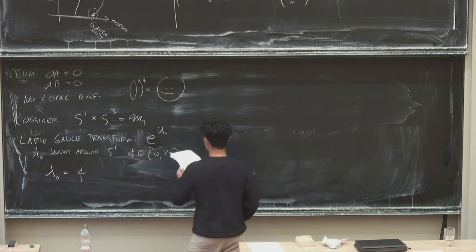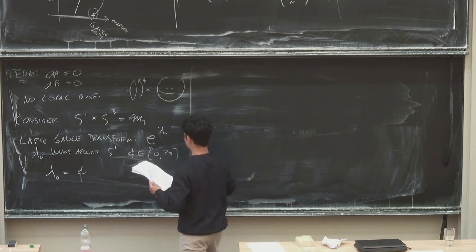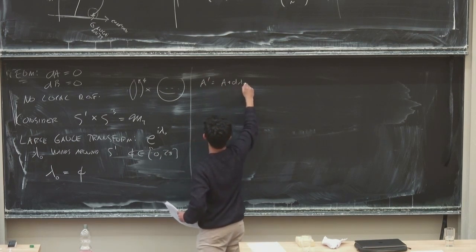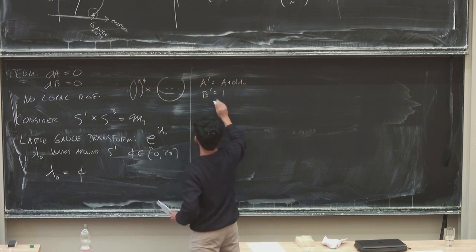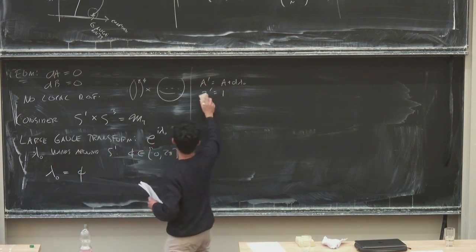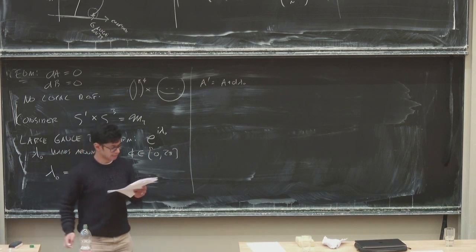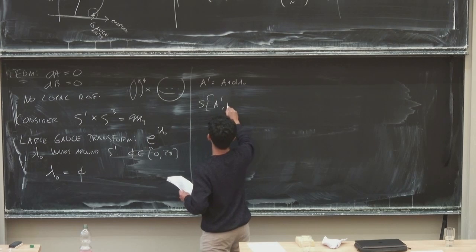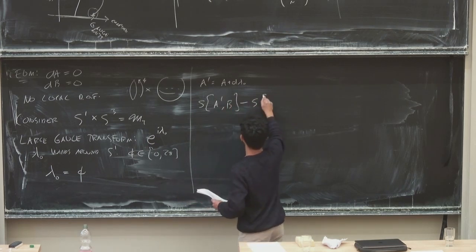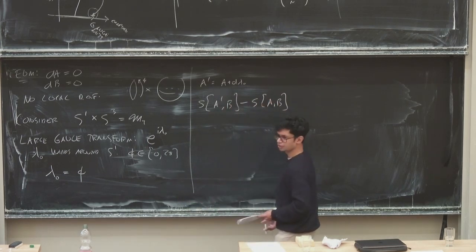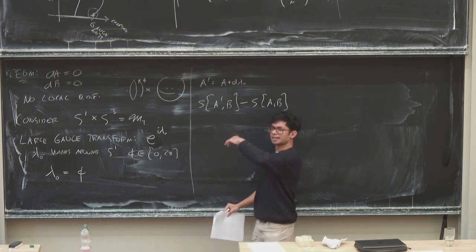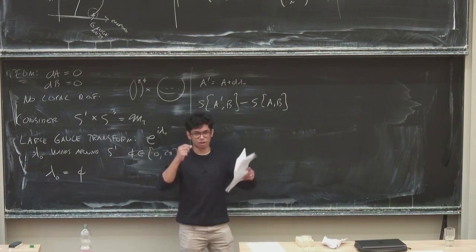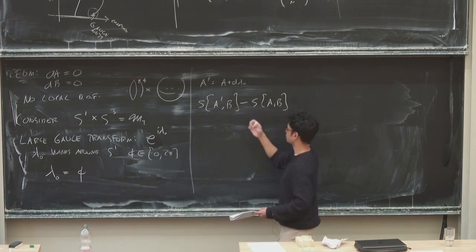Is our action actually invariant under this transformation? So let me call A prime equal to the gauge transformed A, and B prime is the gauge transformed B. And now let me construct the difference in the action under this transformation. Note that I can't just do delta. It's not a small difference, okay? This is going to be a big difference because this really winds around once. It's a large gauge transformation. It's really a big difference, okay?